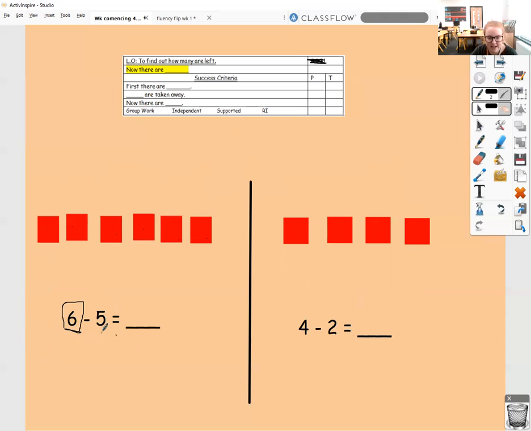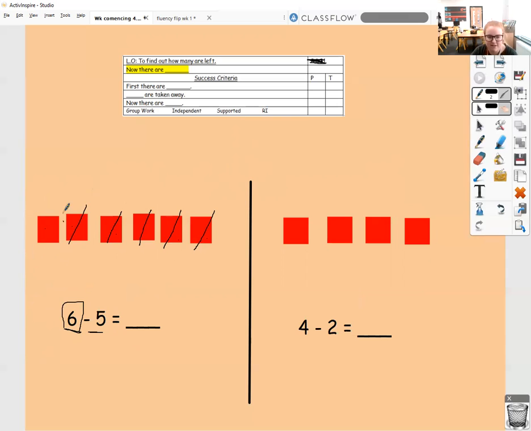Then how many am I taking away? My number sentence is telling me that I'm taking away 5 squares. So 1, 2, 3, 4, 5. So first I had 6 squares, then I took away 5. Now, how many have I got left?